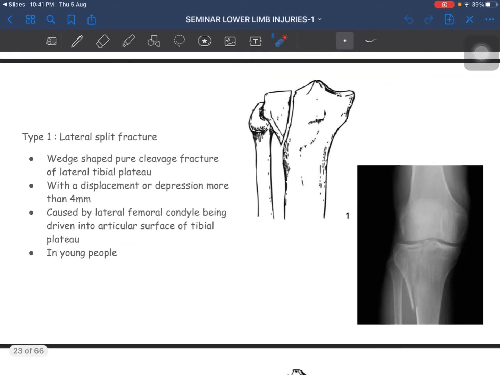So first is type 1. Type 1 is actually a lateral split fracture. So this is the lateral, there is a vertical split over the lateral condyle.